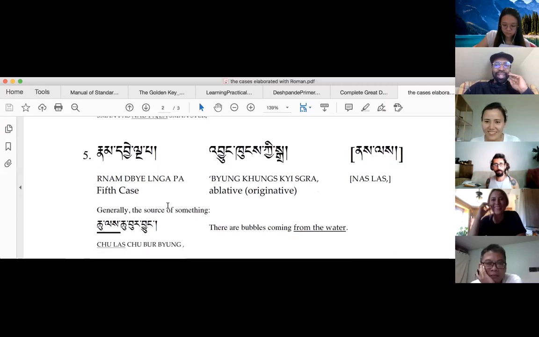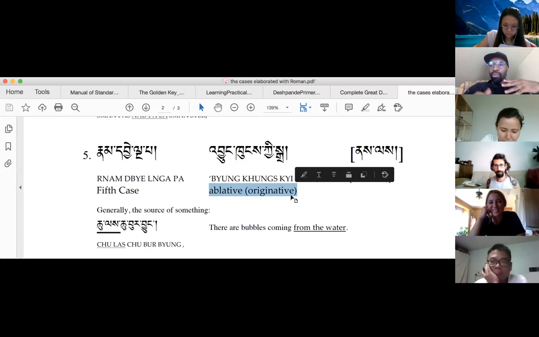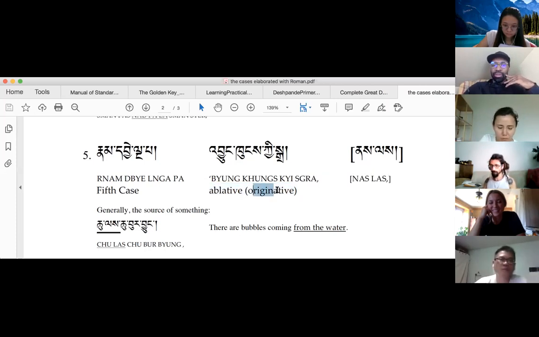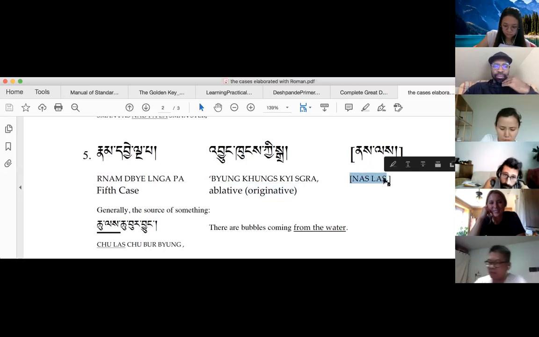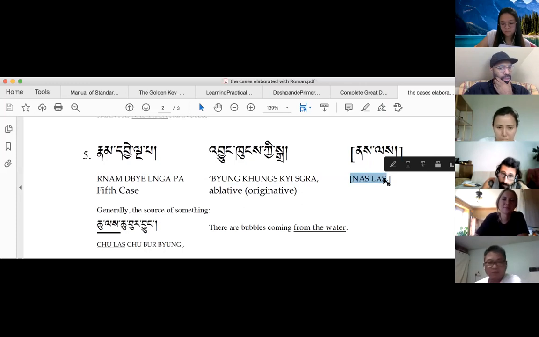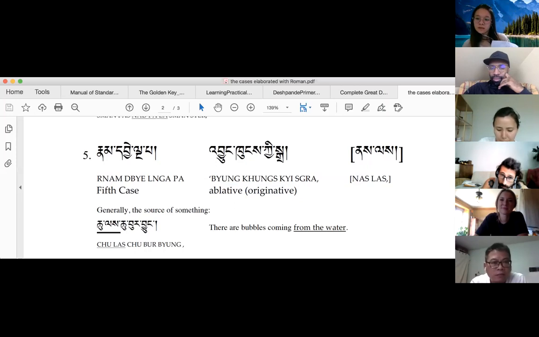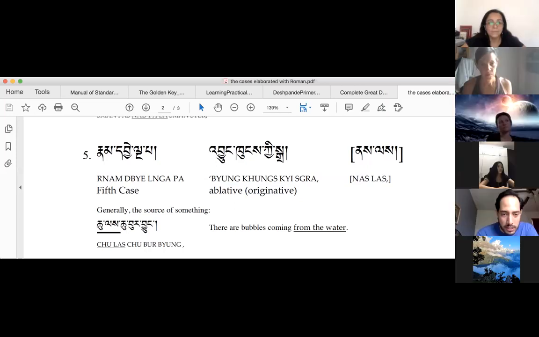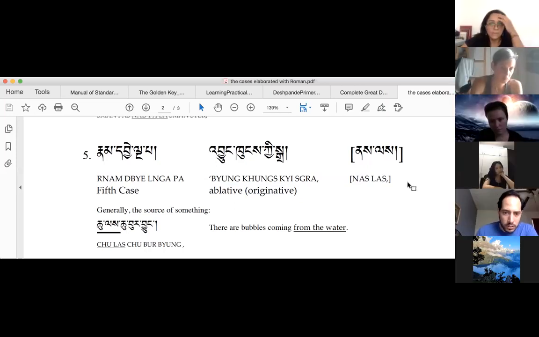Okay, so the fifth case is the ablative, which is a fancy word. It just means, where does the thing come from? Where does it originate? So originative is also used. And this is ne or le. Unfortunately, that's the same le that can mean karma, right? Because it means action or not? Yeah, but I was about to say that.